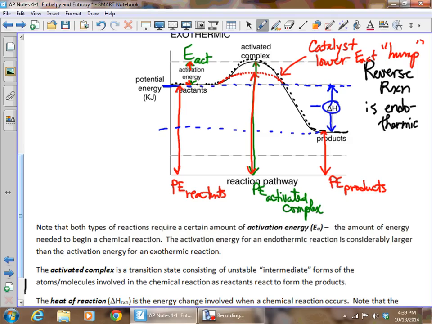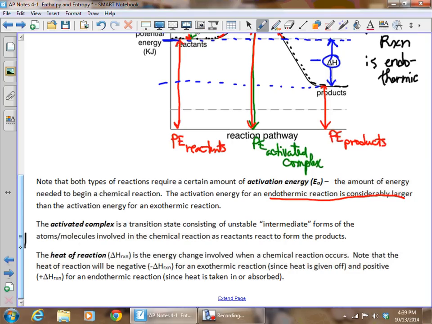The activation energy, again, as it says down here, for an endothermic reaction is considerably larger than for the reverse exothermic reaction. And the activated complex, the transition state, is just defining some terms I've already talked about. It's an unstable intermediate, as I said before, that has to be formed in the middle of the reaction. And this, again just in words, shows some of the things that I already labeled. Heat of reaction is the difference between the products and the reactants. It's negative for exothermic and positive for an endothermic reaction.